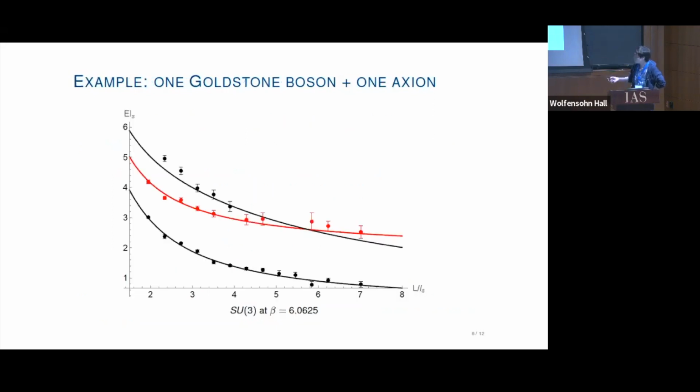So here are a few examples. This is the example of the state with one Goldstone boson and one axion, denoted in the red dots. And we see that the theoretical prediction is pretty good. And the black dots are the previous states from the effective action without an axion. So this is an actual state when we include the massive axion.